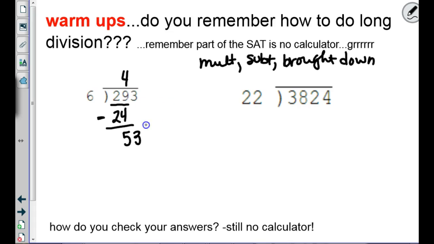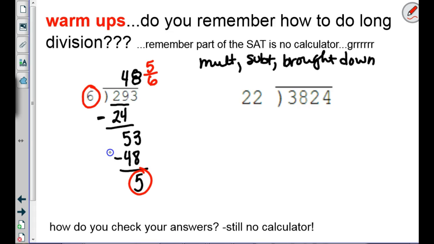Okay? And then we divide again. Goes in 8 times. We multiply. And we subtract. And then if we decide to stop there, we have a remainder of 5. Do you remember how to write that as a fraction, anybody? It actually goes over this divisor out here, so it would be 5/6. Anybody remember that now? Maybe?